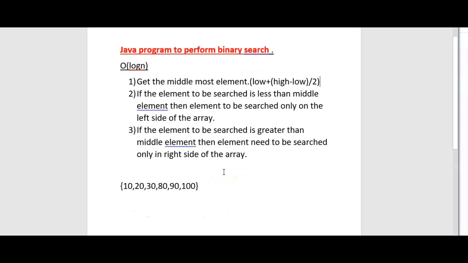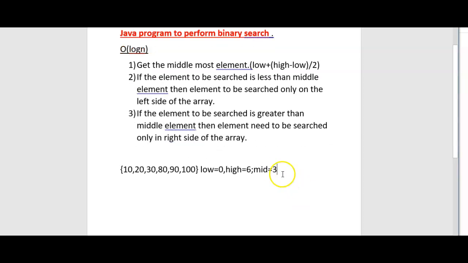Now what is the low and high? 1, 2, 3, 4, 5, 6, right? So low is 0, and high is 6. So 0 plus 6 by 2. 6 by 2 is 3. So middle element equals 3. As per the formula, the middle is 3.